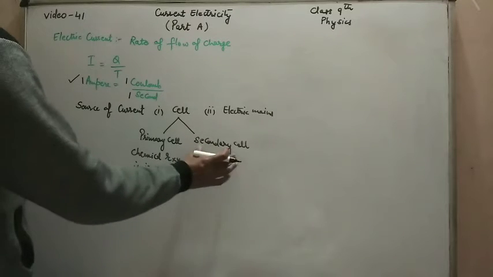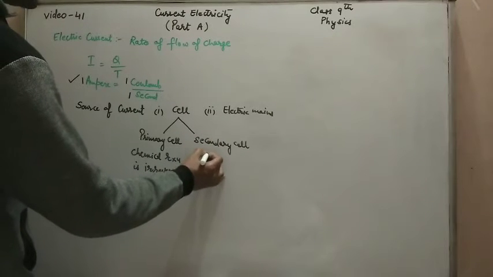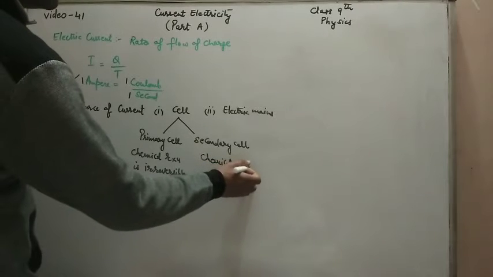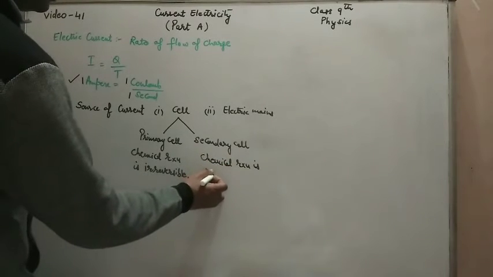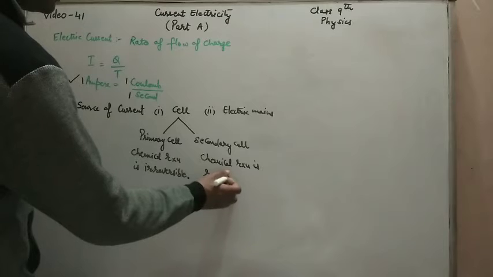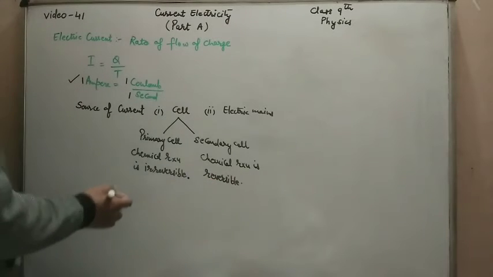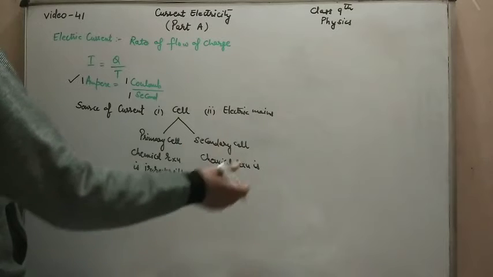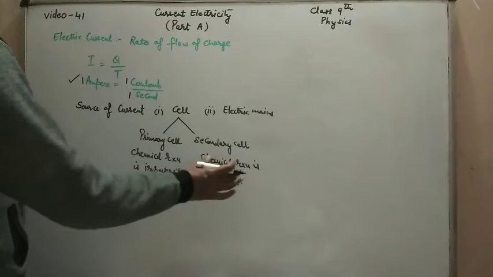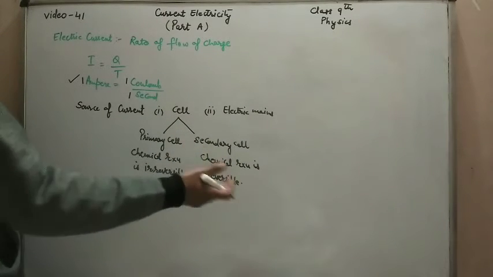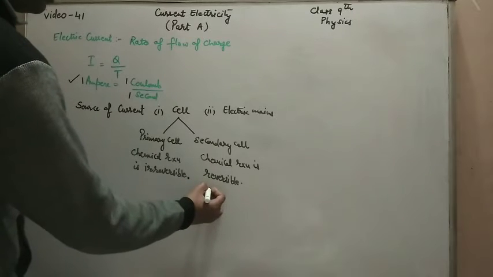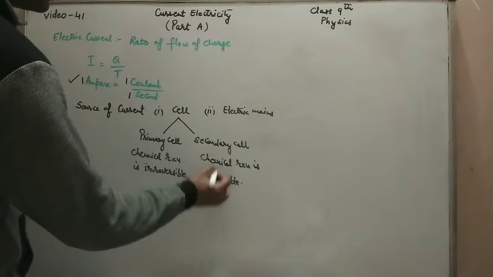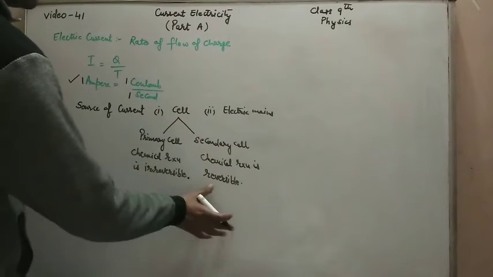And the second is secondary cell, in which the chemical reaction is reversible in nature. Reversible means once the potential is used, you can recharge it again and again. A very simple example: these days we are using mobile cells. So a mobile cell battery is an example of a secondary cell.